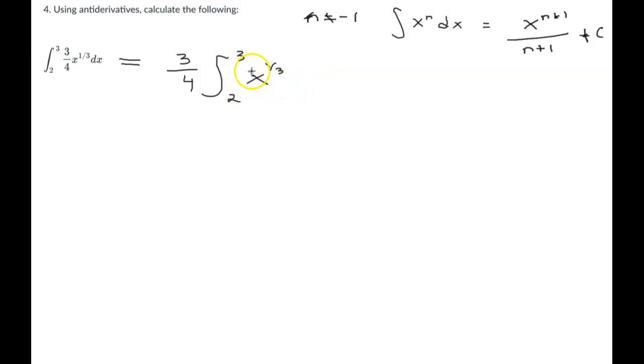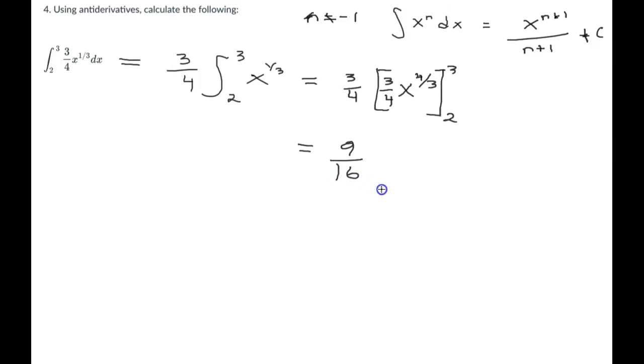So we're going to add 1 to the exponent and divide by that new exponent. So it's going to be 3/4 times, 1/3 plus 1 is 4/3. So it's going to be x to the 4/3 power, and then divided by 4/3, which is essentially multiplying by 3/4 again. So we have another 3/4 out there, and then we're going to evaluate that from 2 to 3. Right, so you can multiply the constants together if you'd like, and you get 9/16 times x to the 4/3 from 2 to 3.